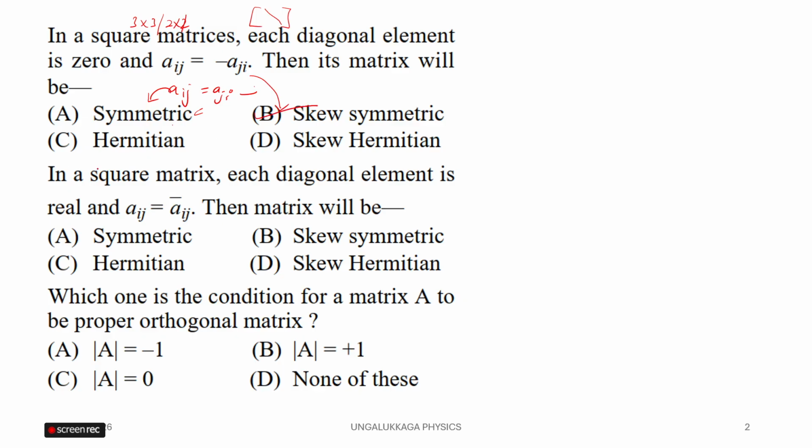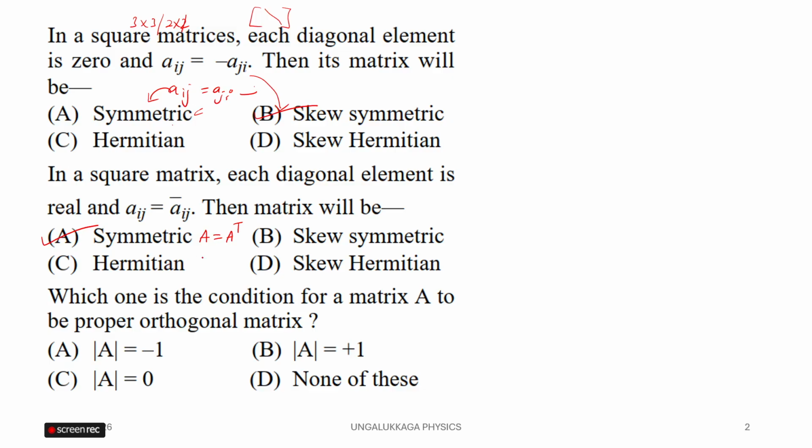In a square matrix, each diagonal element is real and aij is equal to the conjugate of aji. This property is for Hermitian matrices. What happens in symmetric matrices? If you have a matrix A and you take its transpose, then we will have the same matrix there. So we call that a symmetric matrix.